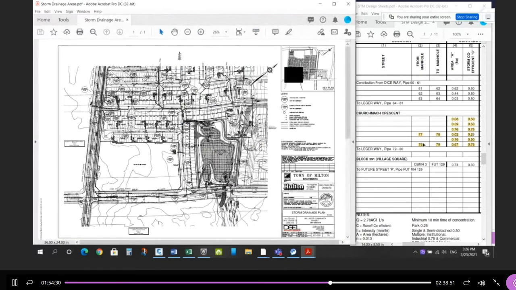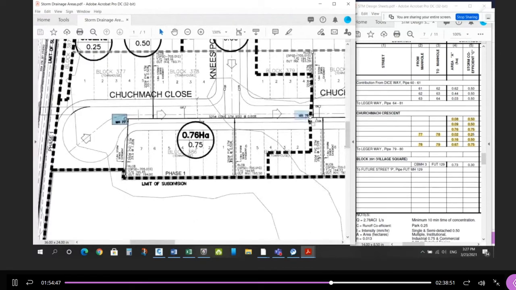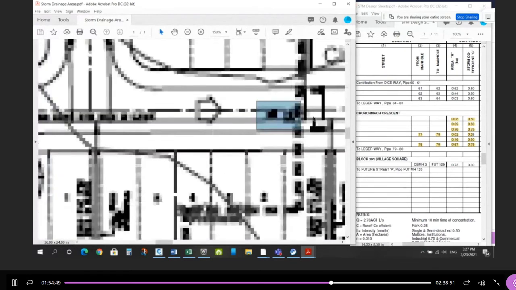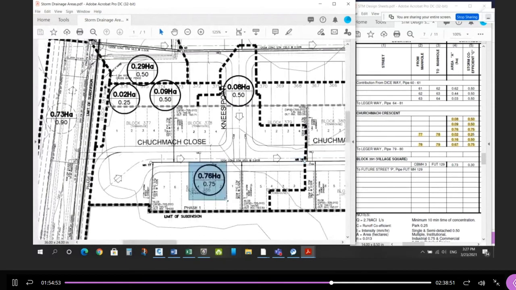Okay, so from 77 to 78, it looks like there are 1, 2, 3, 4 areas with different runoff coefficients. 2 of them probably could have been combined. See here, they're both 0.5. But if you zoom in on that pipe, 77 to 78, you'll see here's maintenance hole 77, and here's maintenance hole 78. So there's 4 areas, okay? And here they are. 0.76 at 7.5.